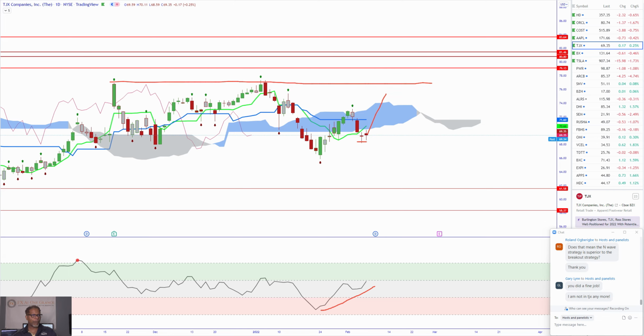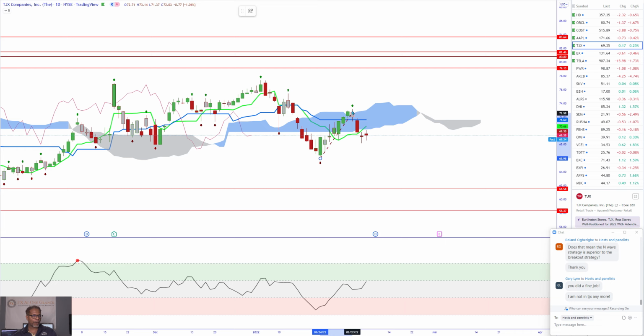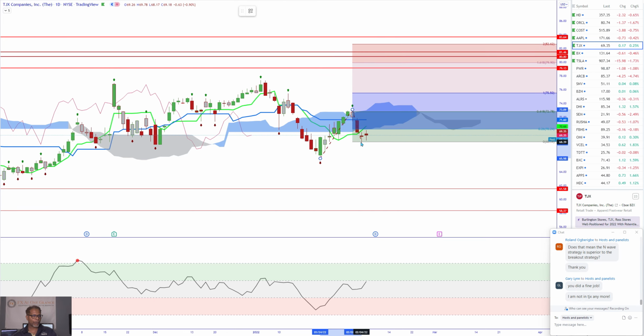And then if I mark my N wave, let's mark that. Let's say it doesn't drop any lower, then the market would push up to at least this level here at about 75.35. That's where we would see 1-to-1.